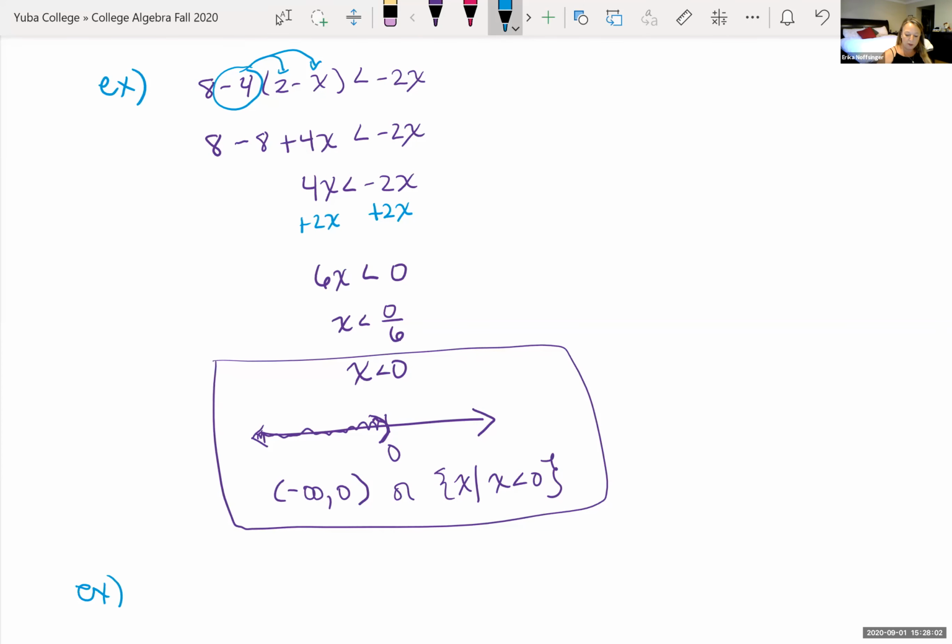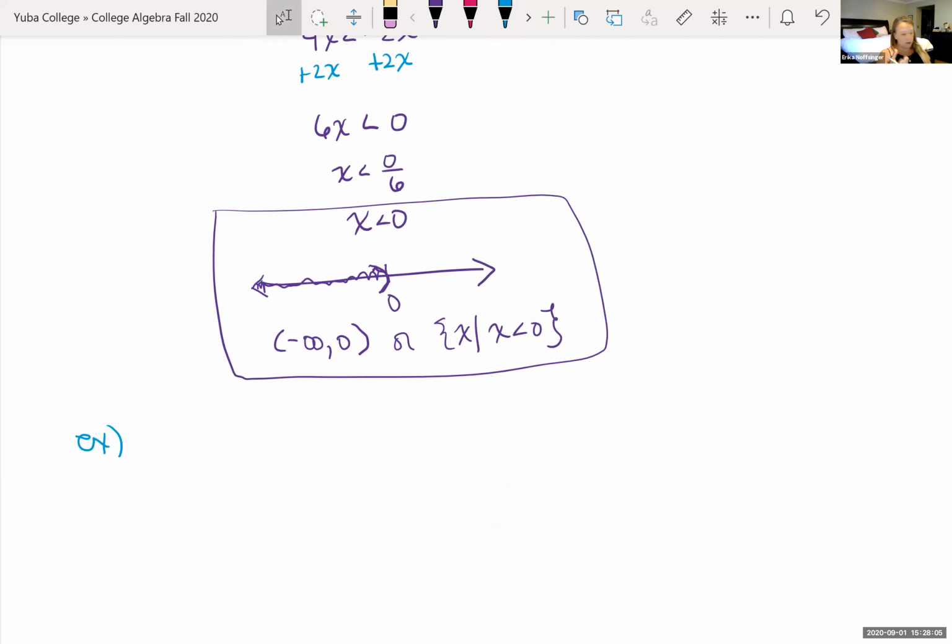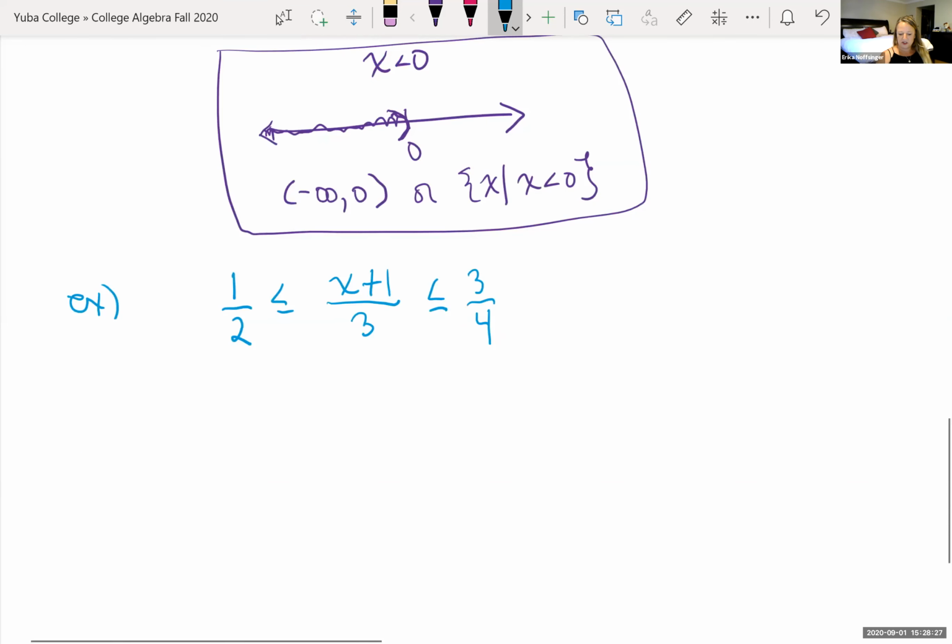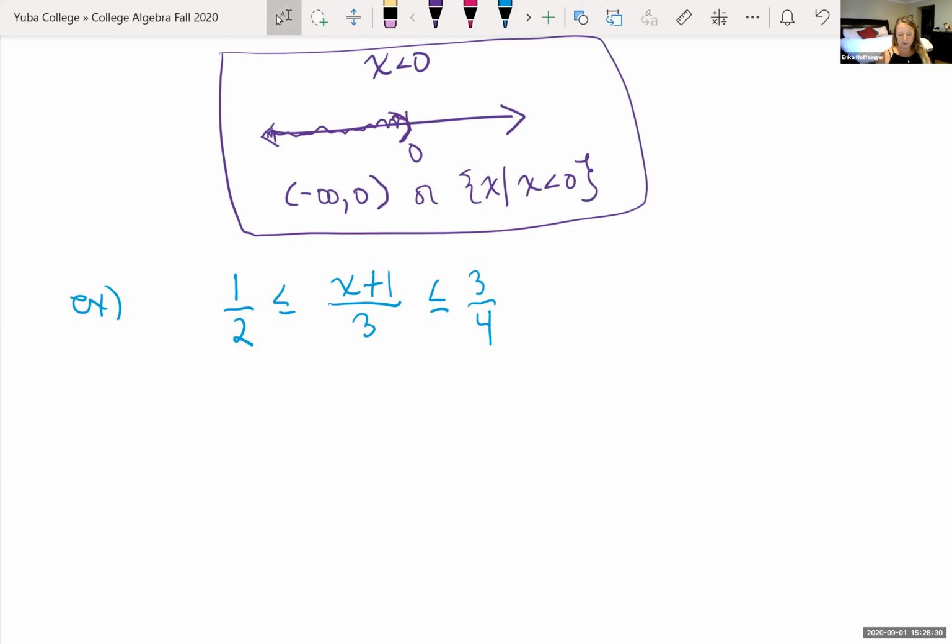So if you have a compound inequality, so you have multiple inequalities there. So maybe I have 1/2 is less than or equal to, our numerator is x plus 1, and this is all over 3. And then this whole thing is less than or equal to 3/4. So again, we're just going to solve this similar to what we had done before with equations. Only thing is we have 3 sides. We don't like having the numbers or denominators.